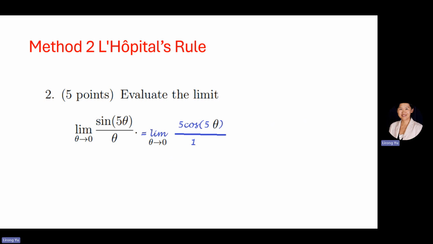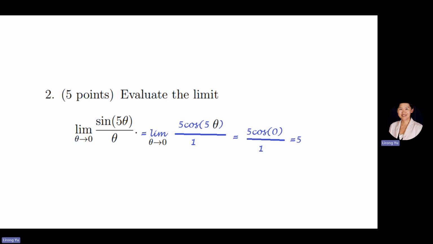So now we have this new limit calculation. The beginning limit calculation equals the new limit calculation as theta approaches 0. We want to find the limit of 5 times cosine 5 theta. With this limit, if you make theta equal to 0, there's no issue because the denominator is 1 now. So we plug in theta equal to 0. 5 times 0 is 0, so we have 5 cosine 0 in the numerator and 1 in the denominator.